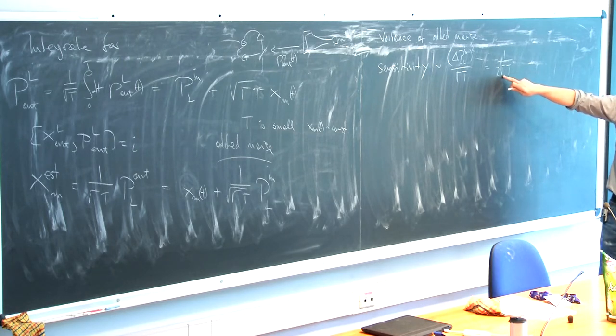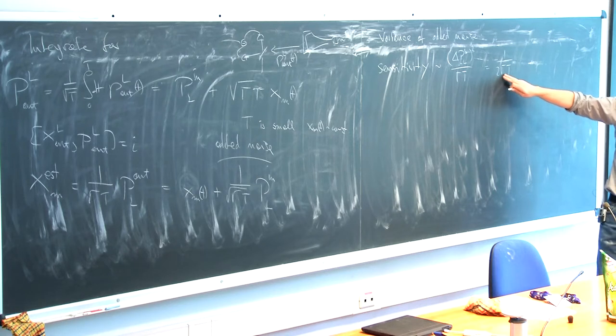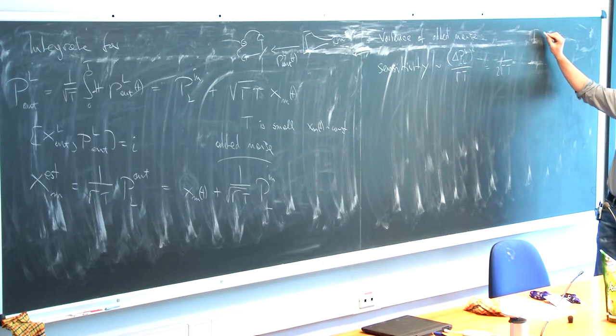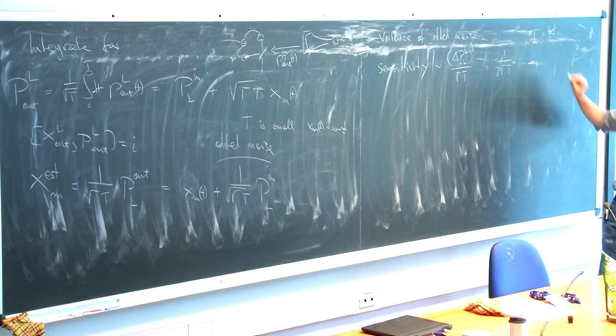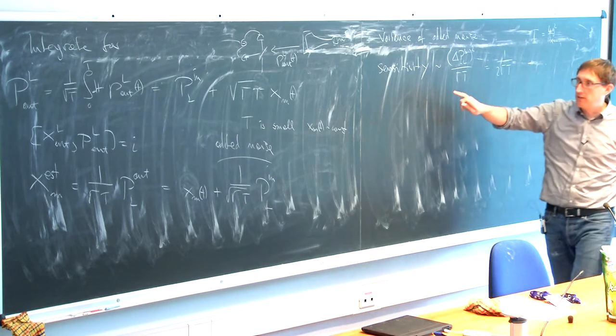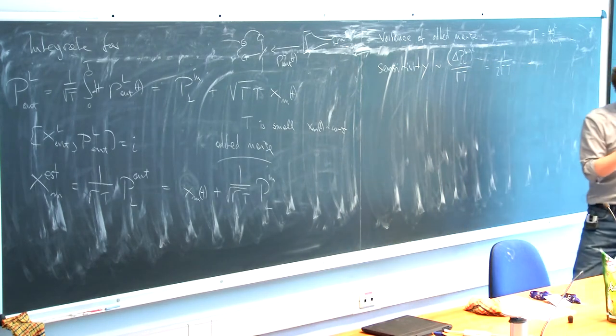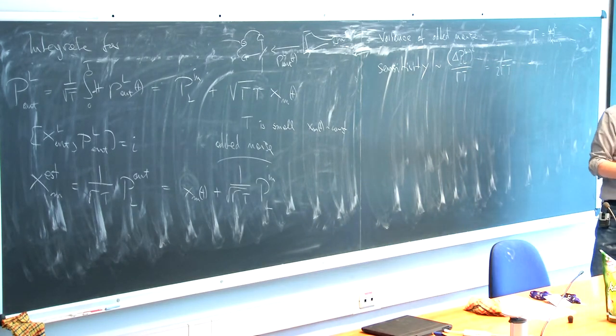We can increase our sensitivity or decrease the amount of added noise if we use a large readout rate. So if we use a large rate, 4g squared over kappa, and if we integrate for a long enough time. Of course, now there is a catch, because we assume that T is small and X_m is constant. And this is exactly the origin of the standard quantum limit in this case.